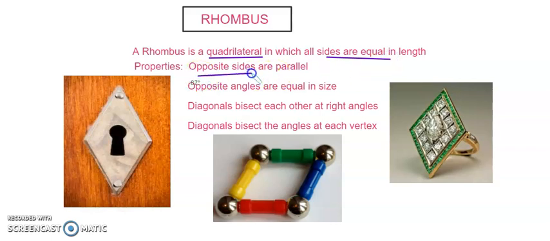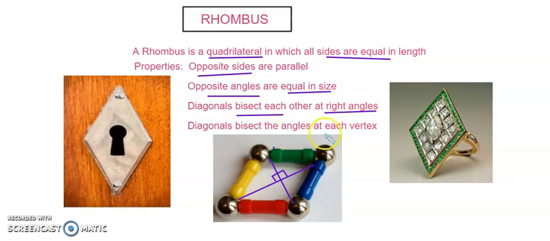Again, opposite sides are parallel. You can see in this shape. Opposite angles are equal in size. Not all angles, the opposite angles are equal. Diagonals bisect each other, meaning they intersect at the midpoint, but at the same time they make 90 degrees, which we never talked about in the parallelogram and the rectangle. The diagonals bisect there, but they do not make 90 degrees. Here in a rhombus, the angle that they form where the diagonals meet is 90 degrees. That is what it means.